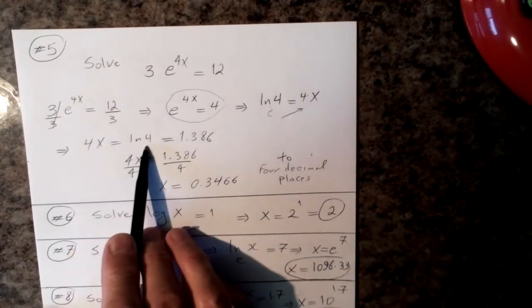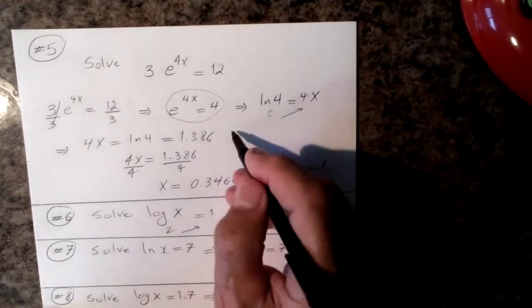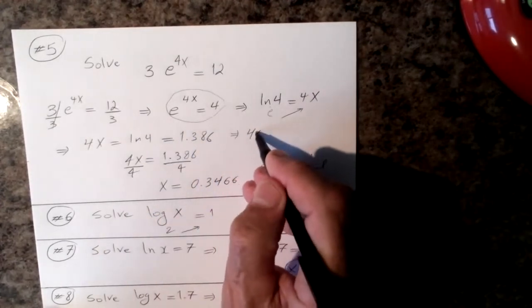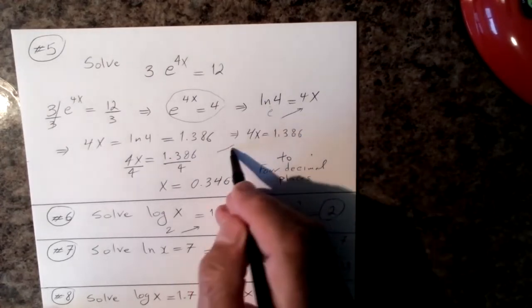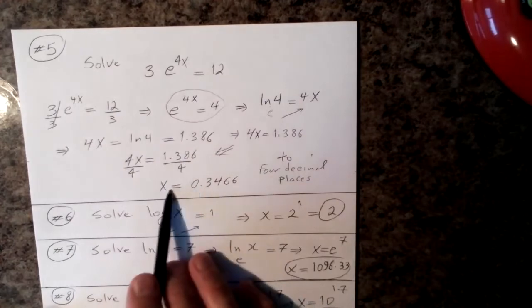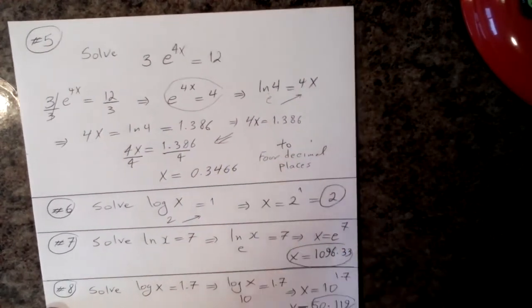So 4x is natural log of 4. 4x is equal to natural log of, I use my calculator. Natural log of 4 is this number. So now I have 4x is equal to 1.386. Then I divide both sides by 4. That would give me the x. And they want us to do 4 decimal places, 1, 2, 3, 4.